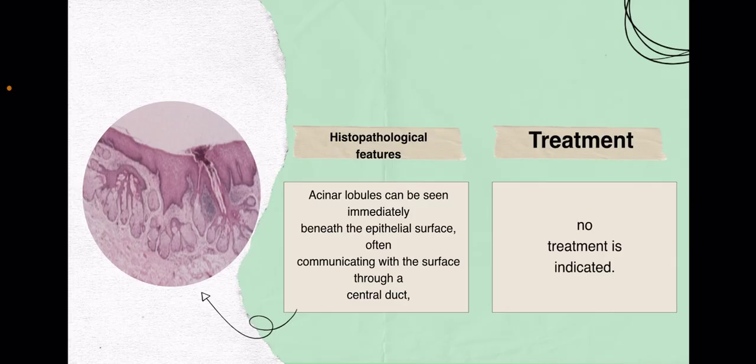Histopathologically, acinar lobules can be seen immediately beneath the epithelial surface, often communicating with the surface through a central duct. The sebaceous cells in these lobules are polygonal in shape. Treatment: because Fordyce's granules represent a normal anatomical variation and are asymptomatic, no treatment is indicated.